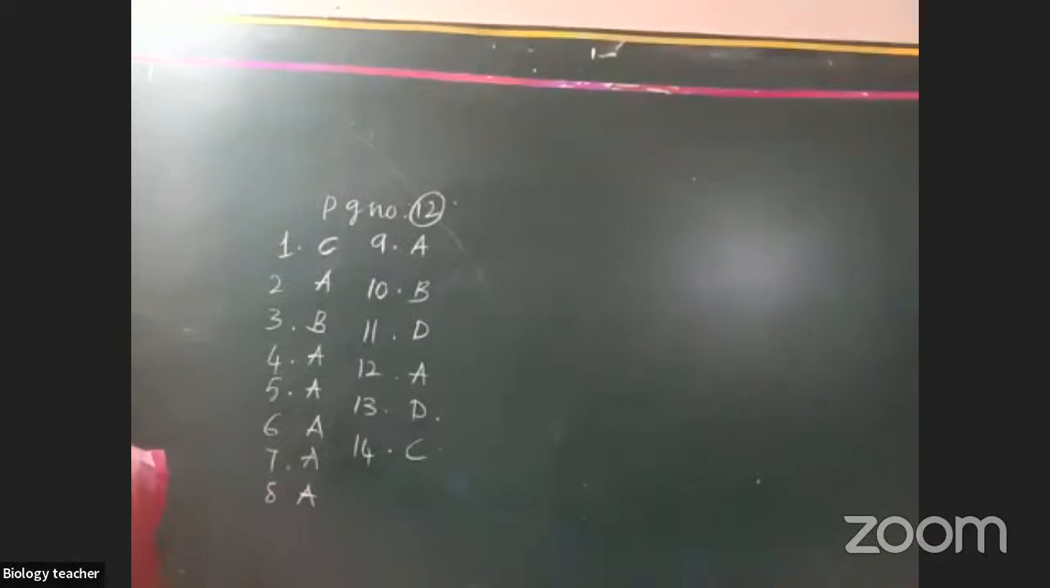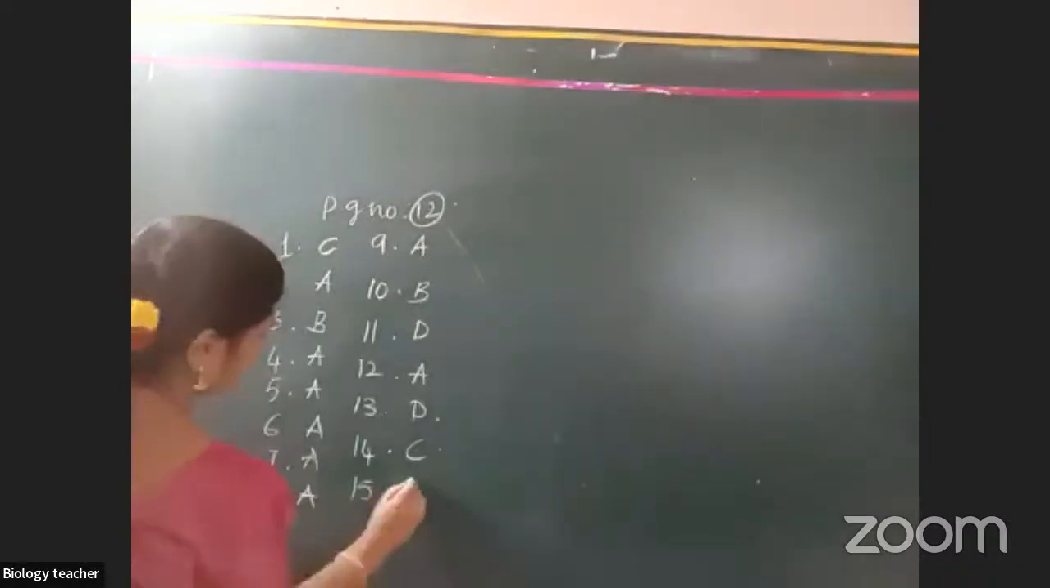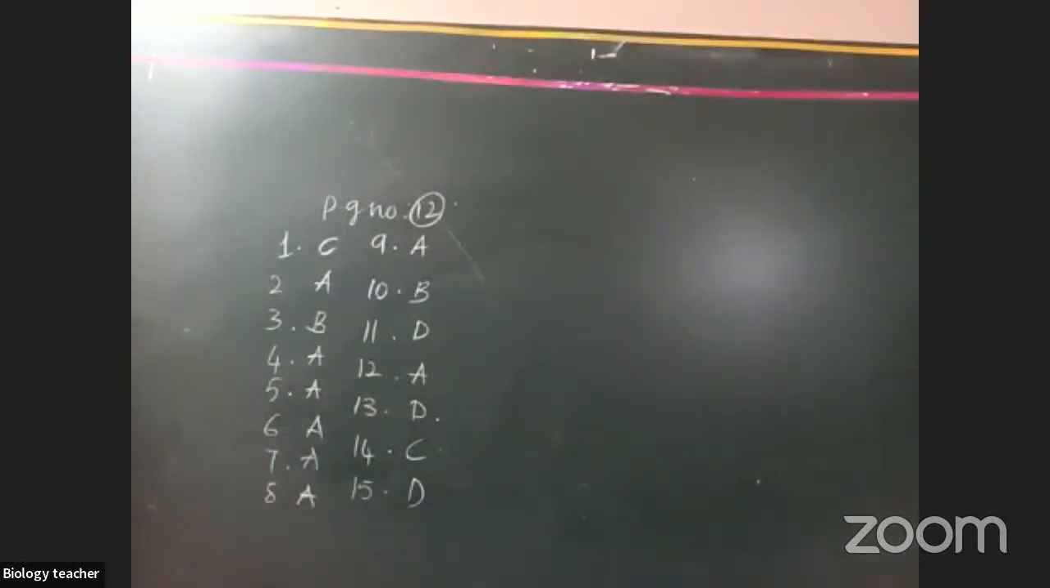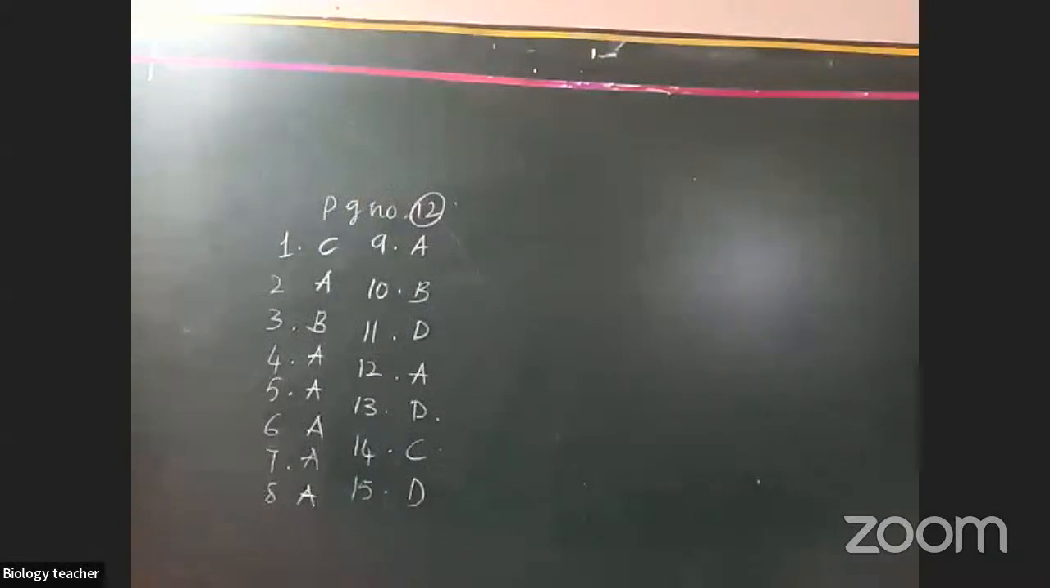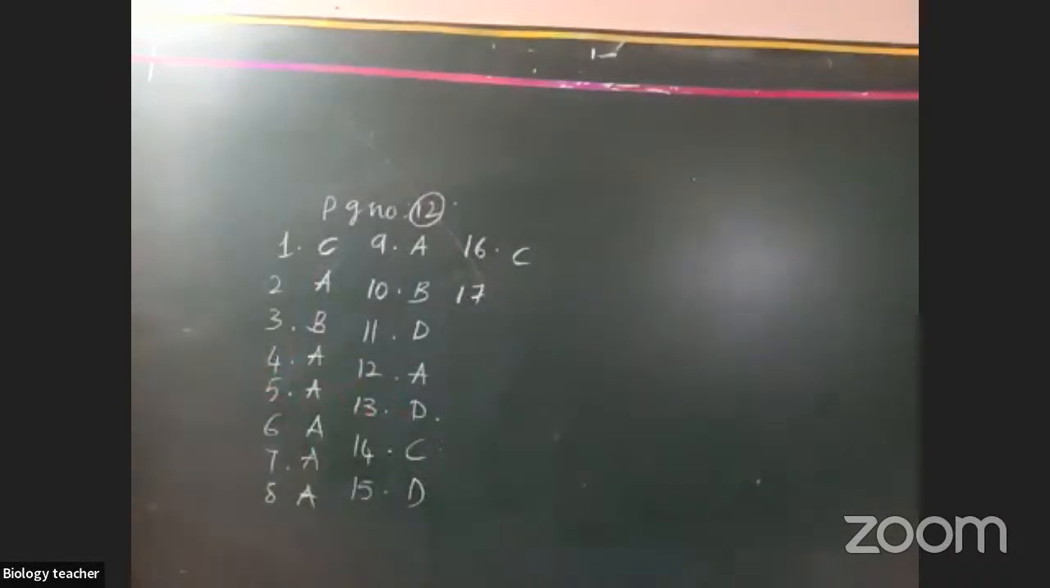Next, which among the following are kharif crops? All the above. 15th one. All the above. C. Next, 17th one. Dash is a rabi crop.